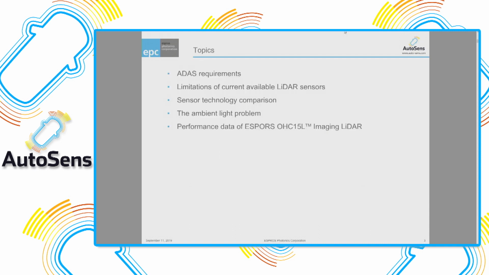So I'm talking about the ADAS requirements and the limitations of currently available LiDAR sensors. I'm doing a sensor technology comparison, and then I focus more specifically on the ambient light problem, because ambient light photons compete with the illumination of LiDAR sensors, and they don't really contribute to the measurement. At the end, I'm going to show you some performance data of a PToF imager, a pulse time-of-flight imager, we implemented.